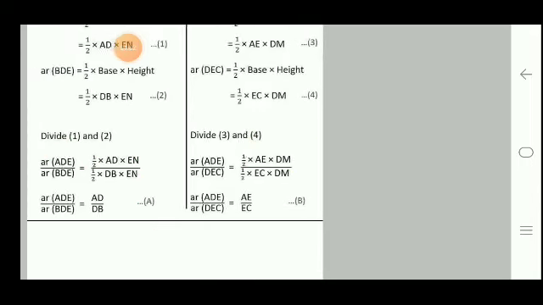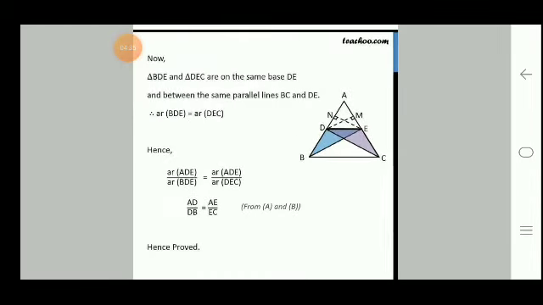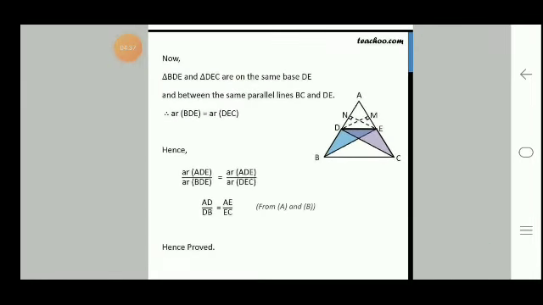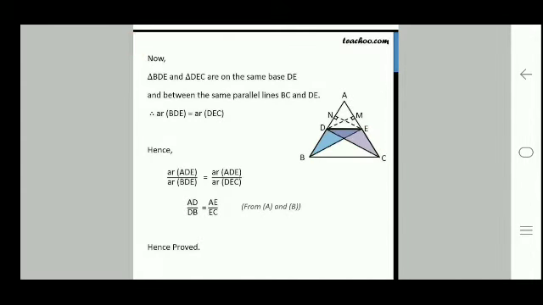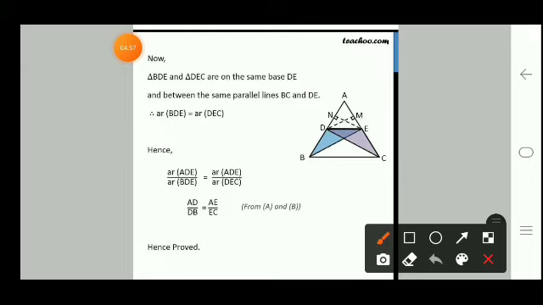So how to show this? Just looking here, as we all know, if we have the triangles, like triangle BDE and triangle CED, both the triangles have the same base DE, lying between the same parallels DE and BC. It means the area of both the triangles is equal, that is, area of triangle BDE is equal to area of triangle DEC.